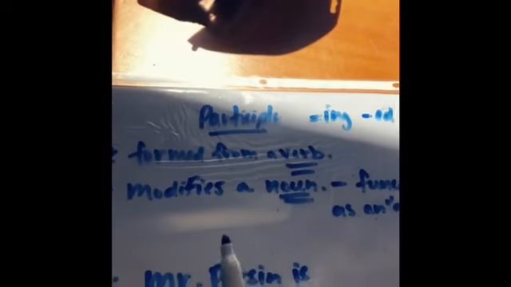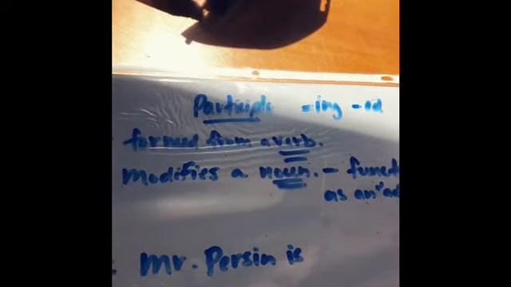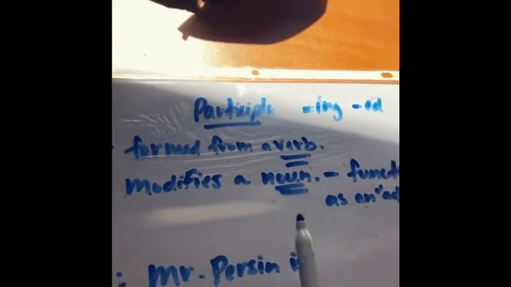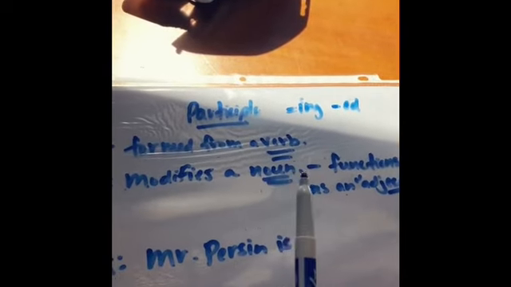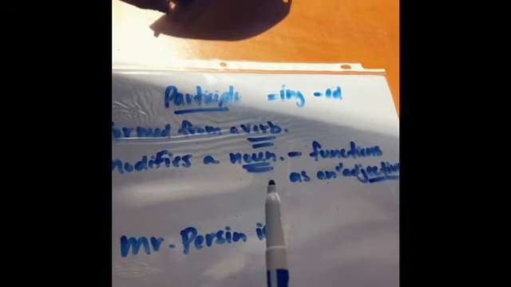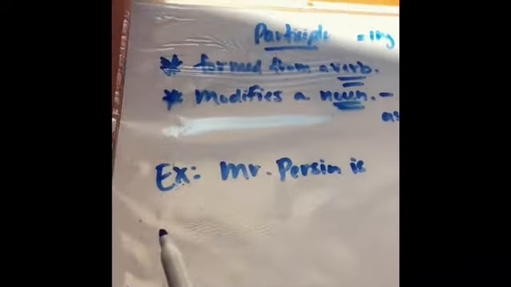So, participles end in -ing or -ed, depending on if it's present or past, and they're formed from a verb. They modify a noun. They function as an adjective. Seems like a lot. They're formed from a verb. They modify, which means clarify, a noun, but they function as an adjective. Let's take a look at an example of this.